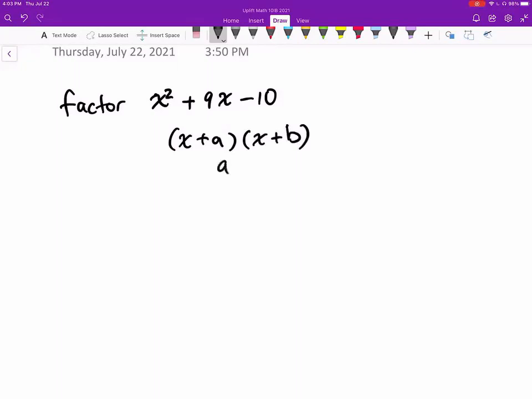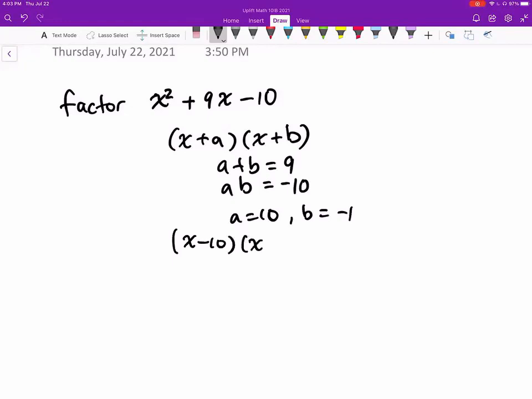Then we have a plus b is equal to 9, and a times b is negative 10. So then the two numbers that we find are 10 and negative 1. So we get x plus 10 times x minus 1.